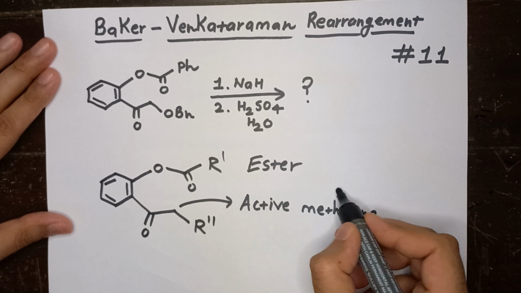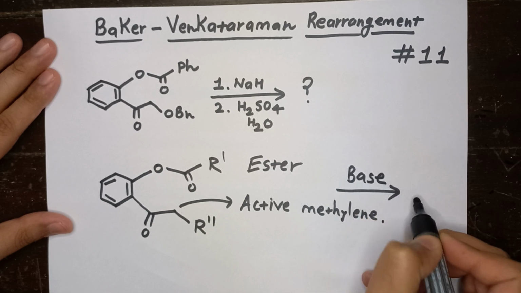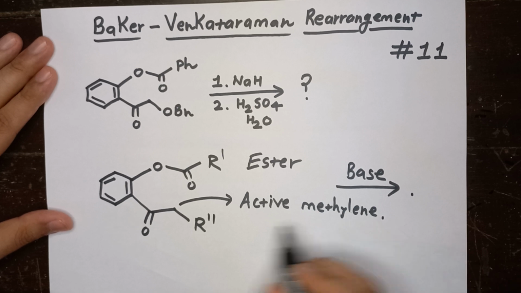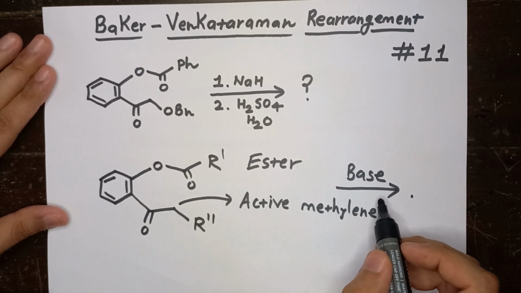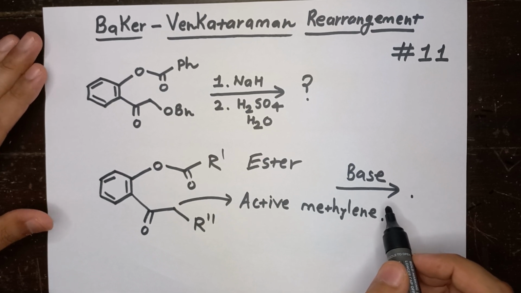And generally, the reagent is a simple base. So let me take one example of this kind with a particular base, draw the mechanism and find out the product. So let's solve that type of reaction in the next slide.